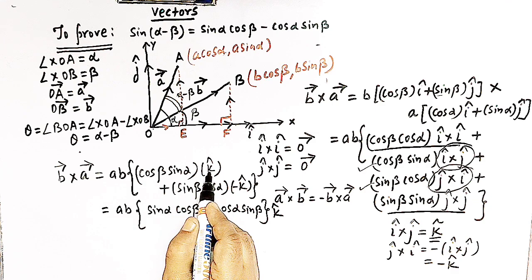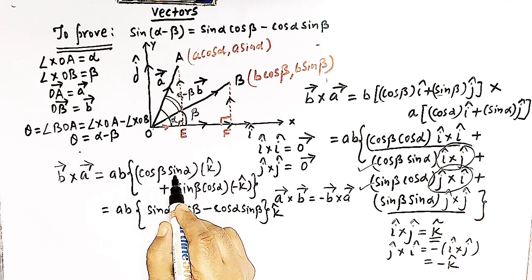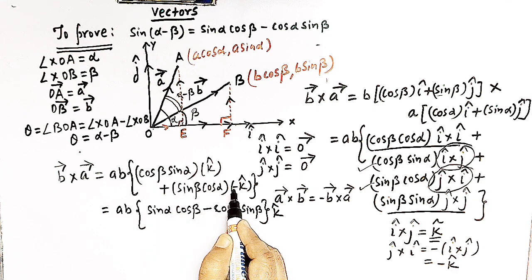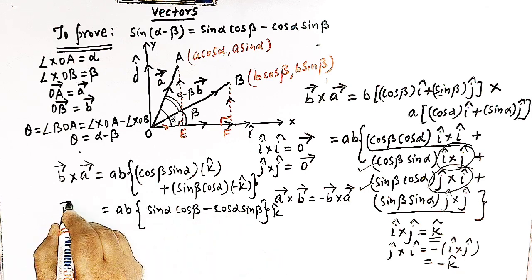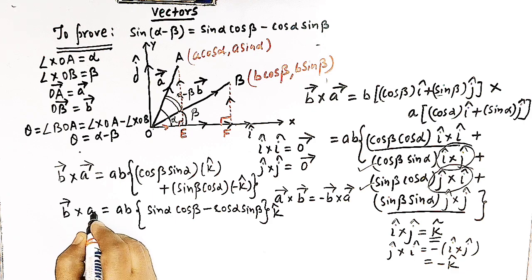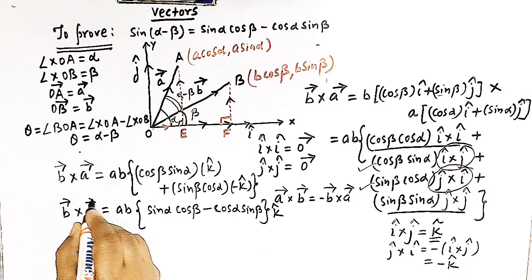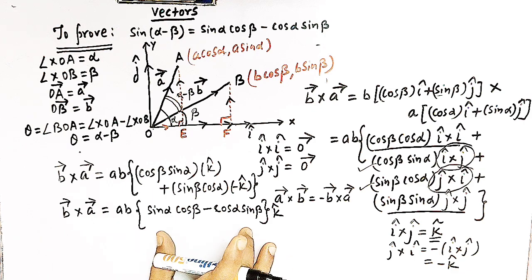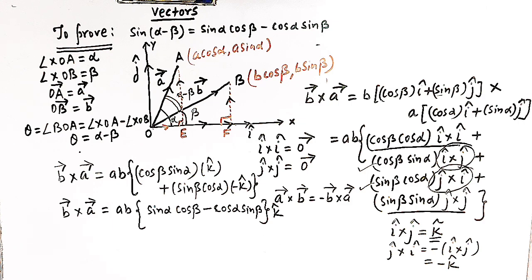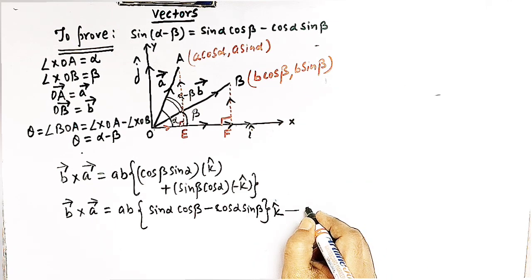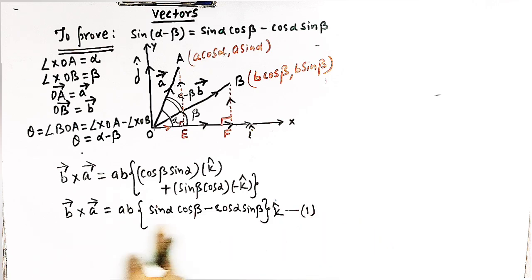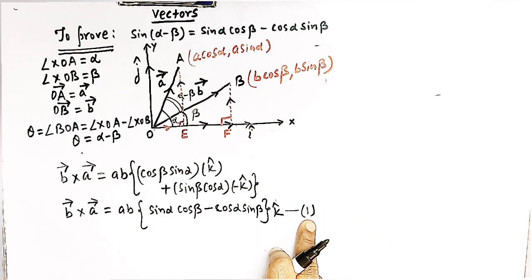So k cap appears in both the terms, right? And this negative sign can be taken over here. So we have the product of these two vectors, vector b and vector a, given by this expression. So now let us take this entire expression as equation 1.